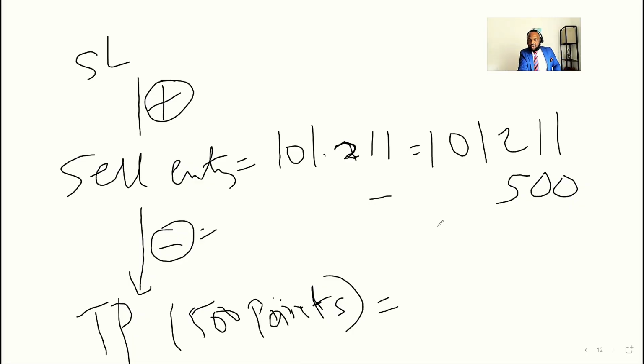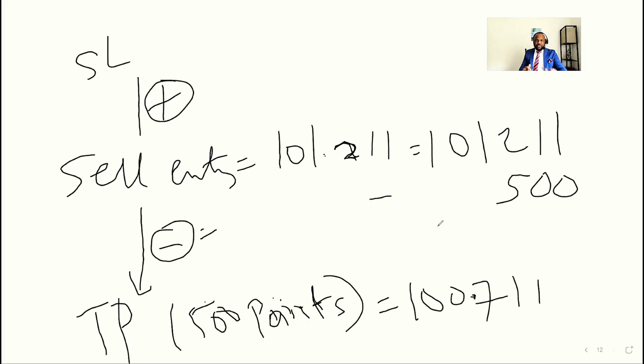101,211 minus 500 gives us 100,711. This is what it gives us. And then look at where the decimal is, after three figures: 1, 2, 3, the decimal should be here. This is your take profit. So if price goes to 100.711, you have just made for yourself 500 points profit.